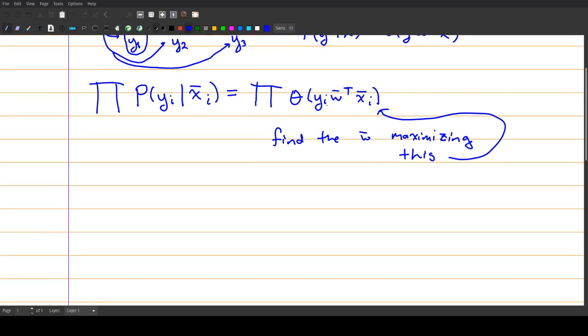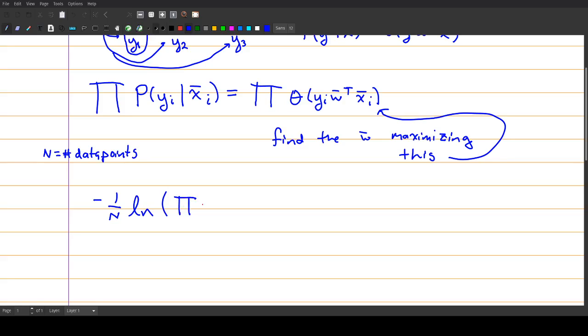So rather than maximizing this, we're going to dress it up a little bit. I'm going to multiply by a factor of 1 over n, where n is just the number of data points. I'm also going to introduce a negative sign here, and I'm going to apply the natural log to the whole thing.